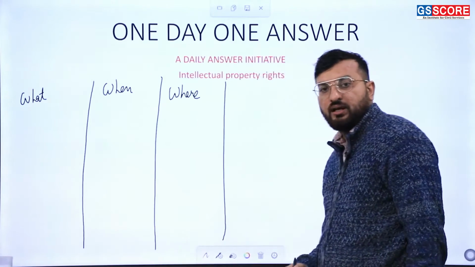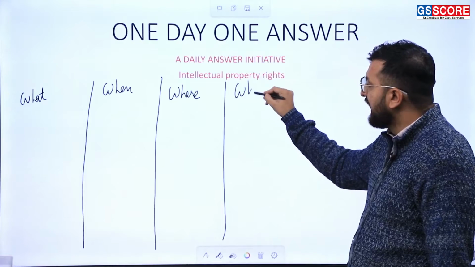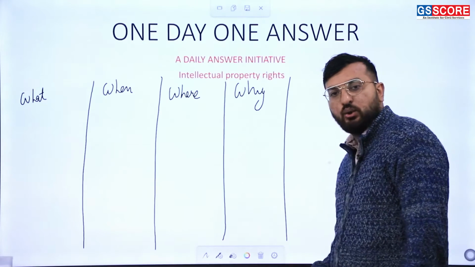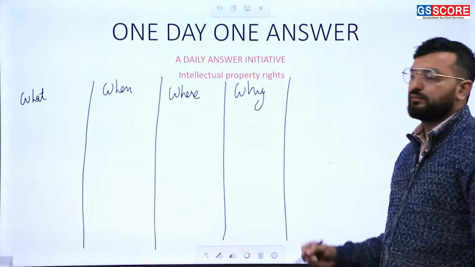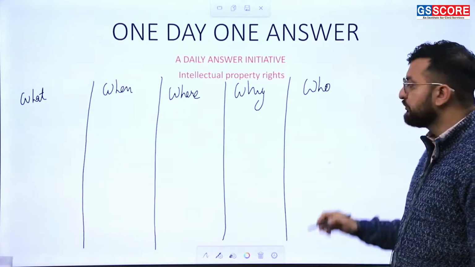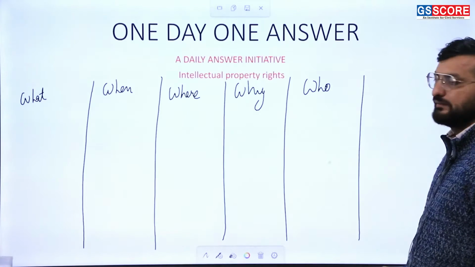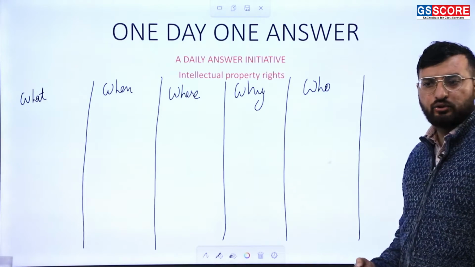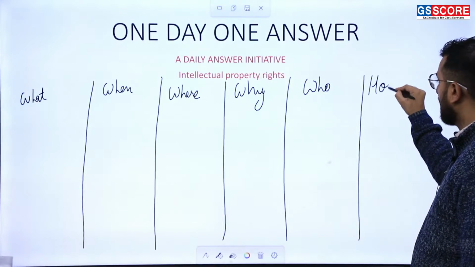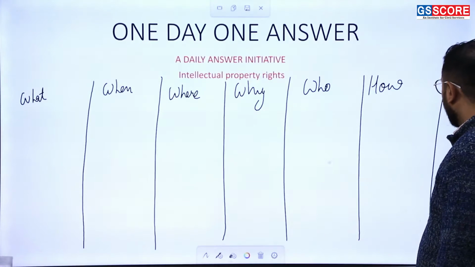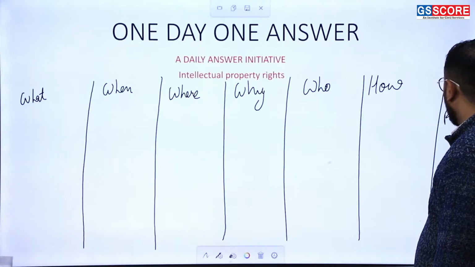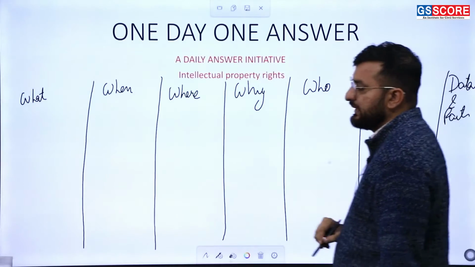Next question, why is this IPR that important? Next, who is getting the benefit of this IPR? Any people, any organization, any individual, who are those that are getting the benefit? Next question will be, how does this IPR policy work? And finally, in the end, we'll be seeing some data and facts related to this IPR policy.